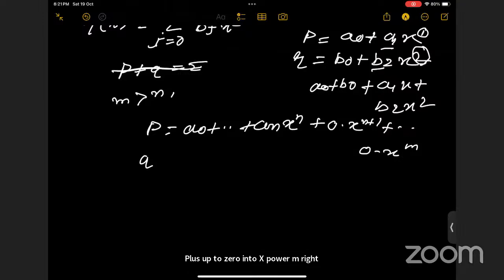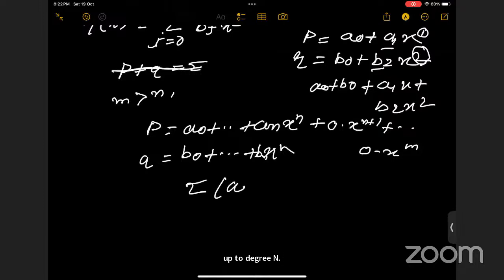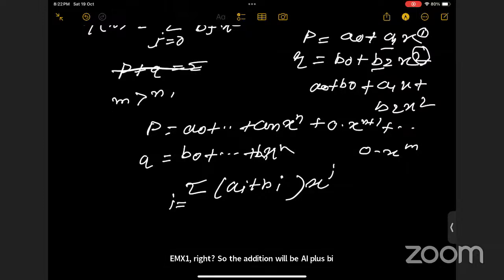Then we can do the addition. Now we have both the terms up to degree n, a_n x^n, right? So the addition will be (a_i + b_i) x^i, where i equals 0 to the maximum of m, n, right? So we can consider this in this way.